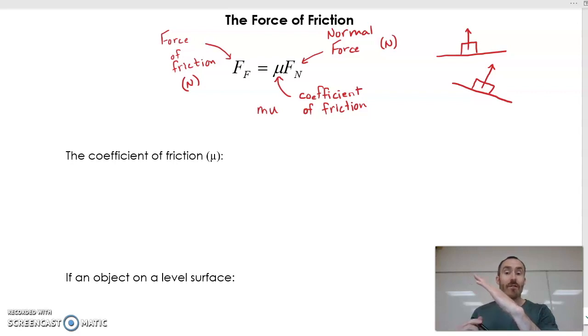For our purposes in grade 11 physics, all of our surfaces will be horizontal surfaces, and so they are interchangeable for us. You can just substitute in the force of gravity instead of the normal force whenever the surface is horizontal. And again, in grade 11 physics, we deal with horizontal surfaces. So, some things about the coefficient of friction. It tells us how difficult it is for two surfaces to slide past each other.